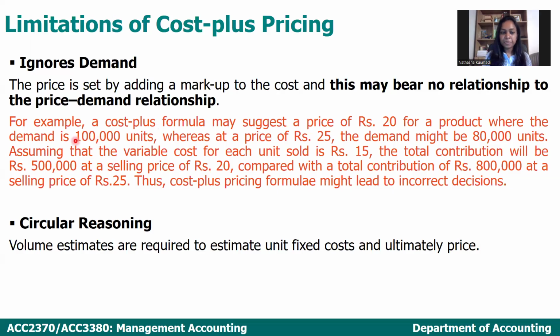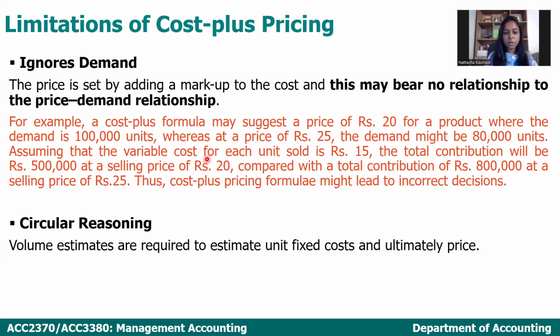For an example, a cost plus formula may suggest a price of 20 rupees for a product where the demand is 100,000 units. They are estimating the demand as 100,000 units. My price based on the cost plus pricing method is 20 rupees. Whereas at a price of 25, the demand might be 80,000 units. That's true, no? When the price goes up, demand goes down. When the price is 20, demand is 100,000, you estimated. When the price is 25, demand is 80,000.